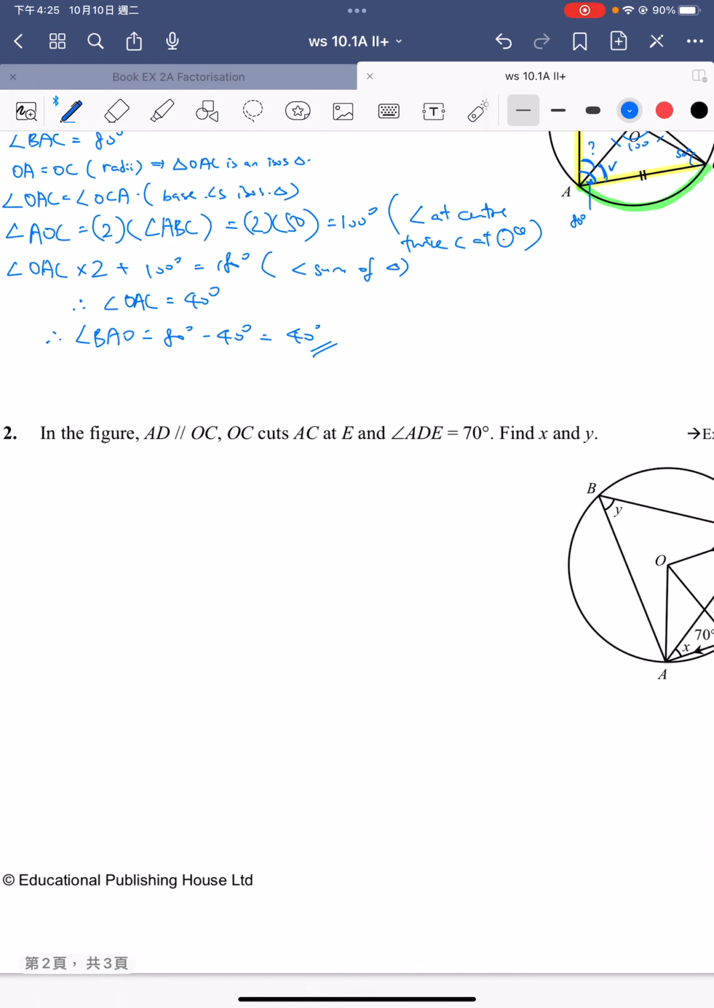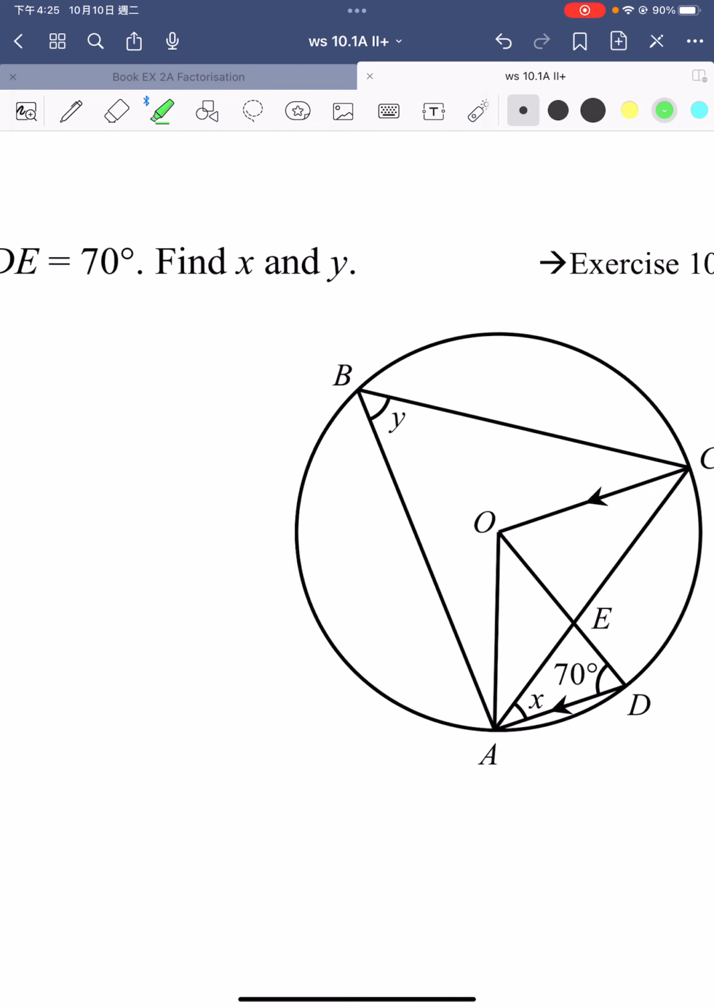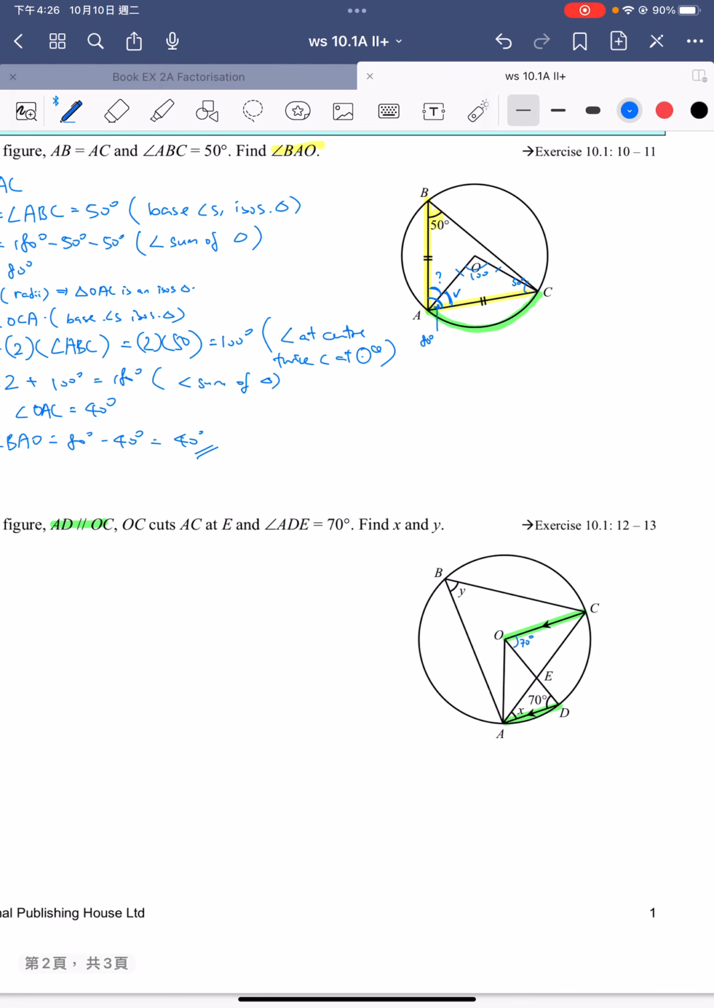All right, so let's move to question 2. For question 2, we have AD perpendicular to OC, so we draw it first. So we have OC perpendicular to AD, and now we have this angle 70 degrees. So when you have this 70 degrees, it means that the alternate angle, this one, should be 70 as well. So you can write it down, this is equal to 70 degrees.